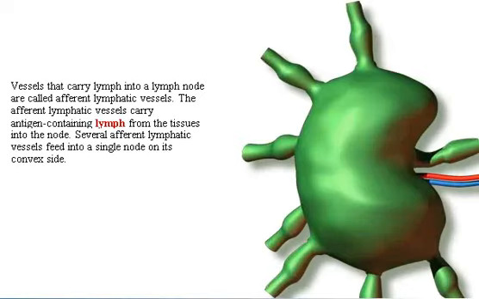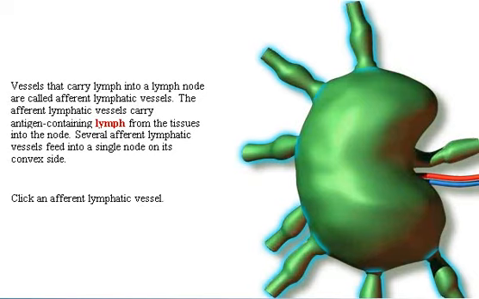Vessels that carry lymph into a lymph node are called afferent lymphatic vessels. The afferent lymphatic vessels carry antigen-containing lymph from the tissues into the node. Several afferent lymphatic vessels feed into a single node on its convex side. Click an afferent lymphatic vessel.